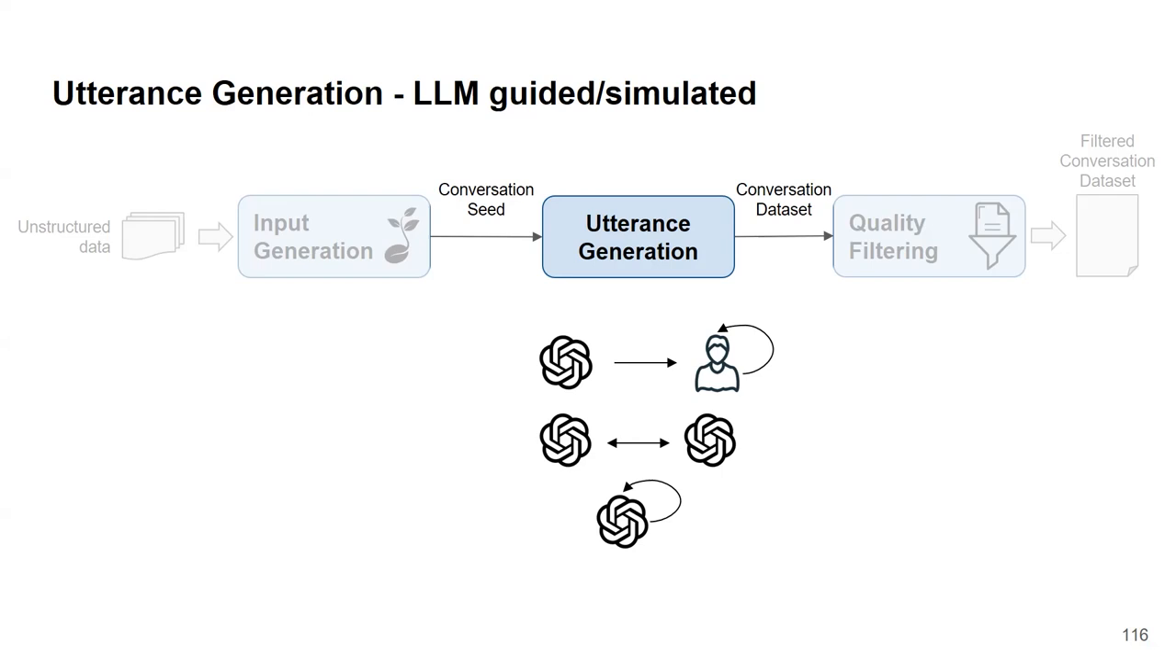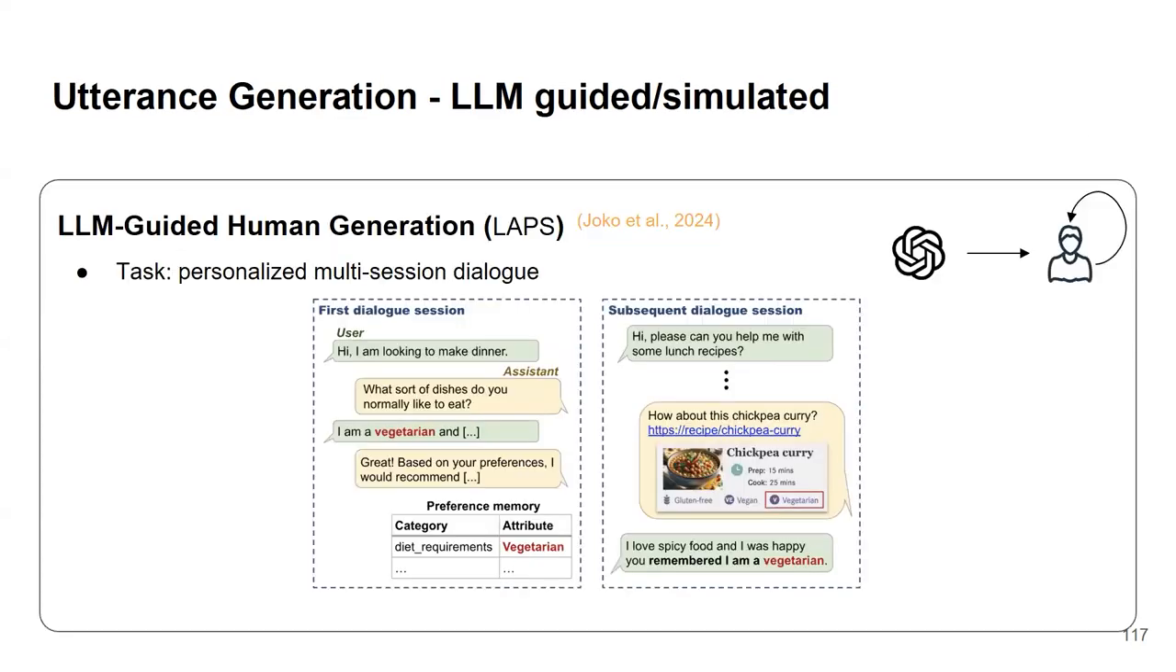So the first one is a very simple one, in which essentially what you have is, on one hand, you have a language model, and then you actually have an actual user. Okay, so basically here we don't have a fully automated synthesis of conversational data, but instead you have an actual user, and then you have an LLM that, if you give the LLM the right information, can generate a dialogue as it is conversing with the user.